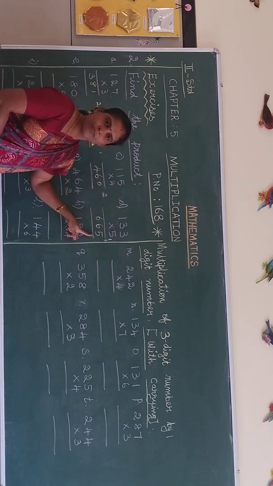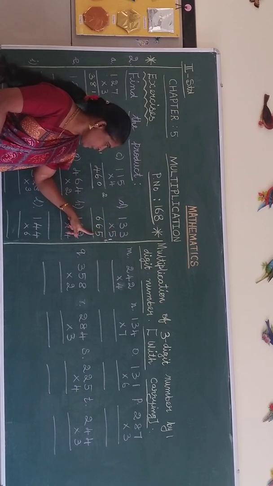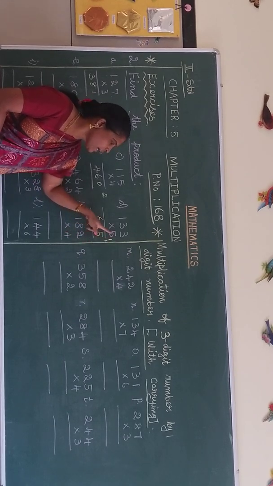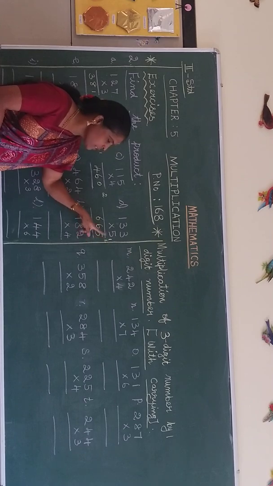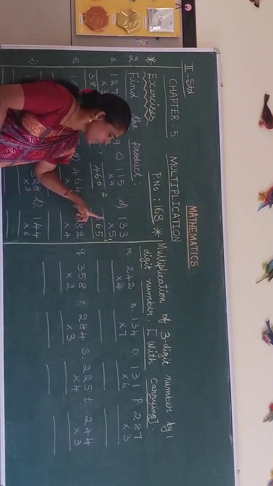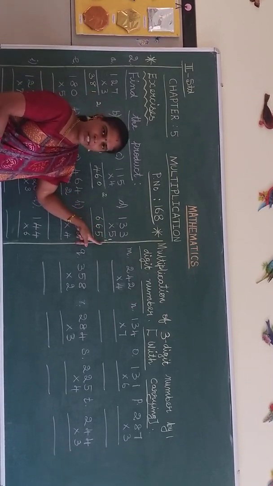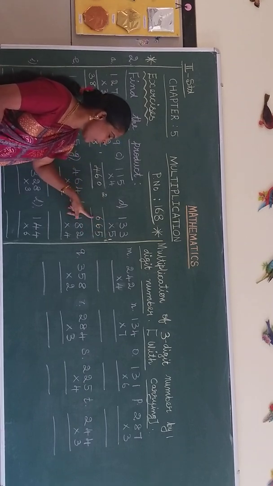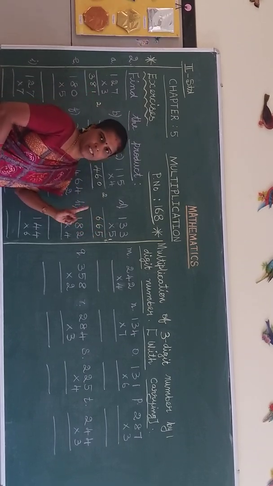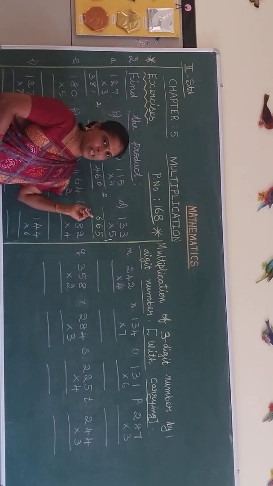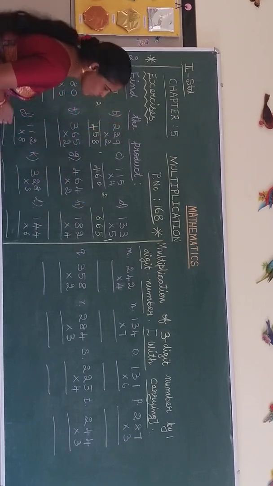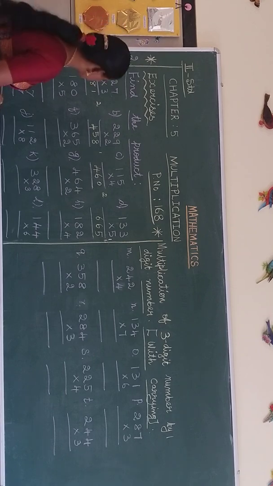5 threes are 15. In this 15, 5 in the ones place, 1 on the side, and again 5 threes are 15. 15 plus 1 is 16. In the 16, 6 in the tens place and 1 on the side. Again 5 ones are 5. 5 plus 1 is 6. Tens place and hundreds place carry over. Okay. Concentrate and do the sums.